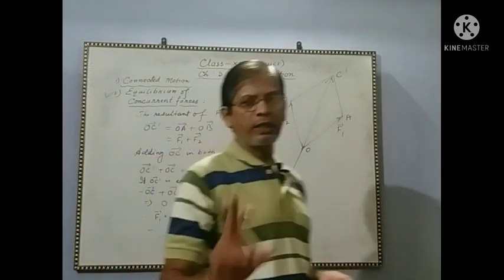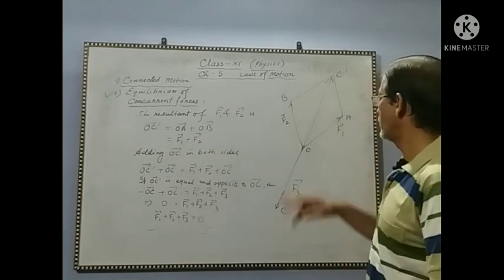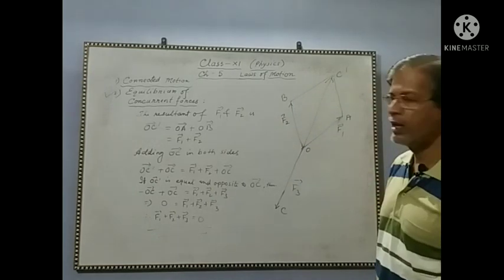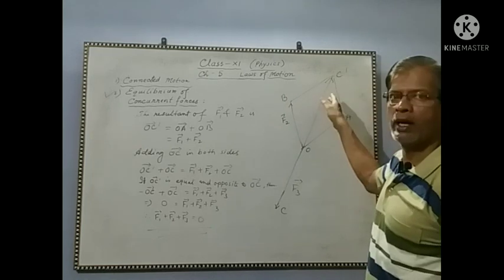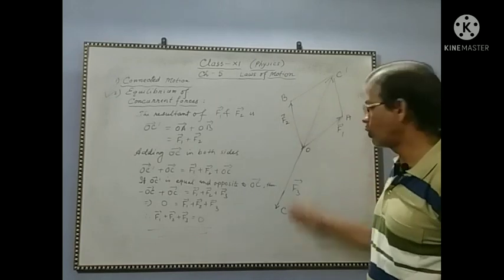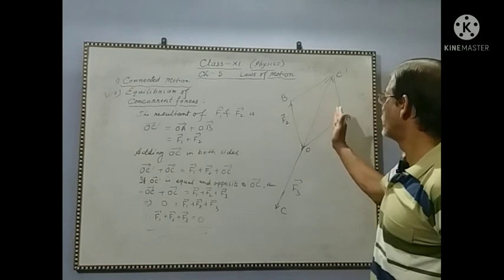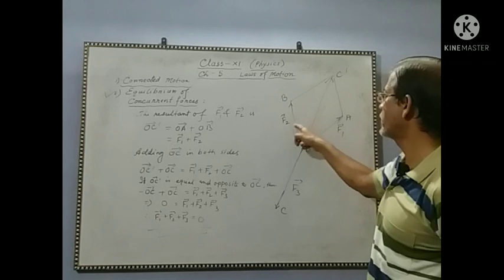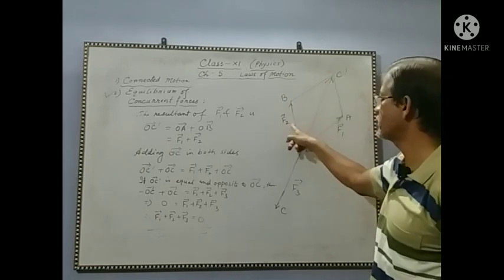We have first taken two vectors. For an easy diagram, first draw the F1 vector and F2 vector, complete the parallelogram and draw the diagonal, and in the opposite direction, equal length and opposite direction, give an arrow. This will be the F3 vector. Now from this parallelogram, what will be the resultant of these two vectors? This will be the diagonal. So OC dash vector equals F1 vector plus F2 vector.